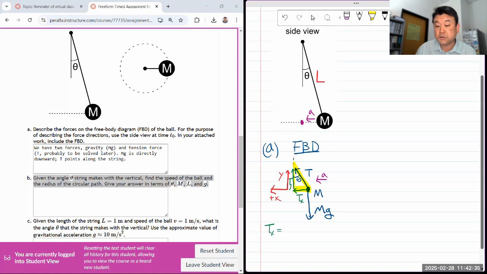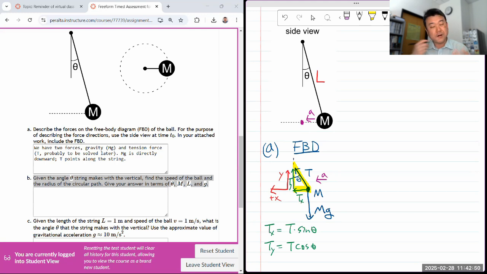Tx should be equal to the hypotenuse, T, times sine theta, because it's the opposite to the angle. Ty should be equal to T cosine theta, because it's adjacent to the angle. Don't automatically associate x with the sine and y with the cosine, or vice versa. Draw the triangle, follow the triangle. So that's step number 3.